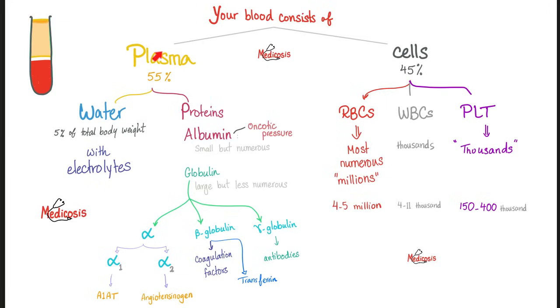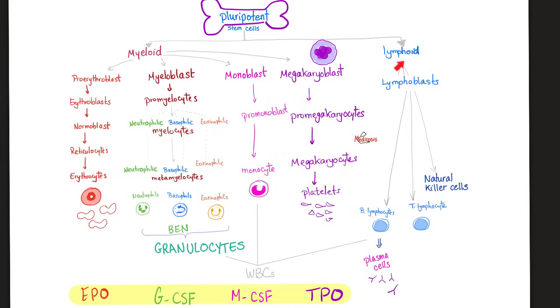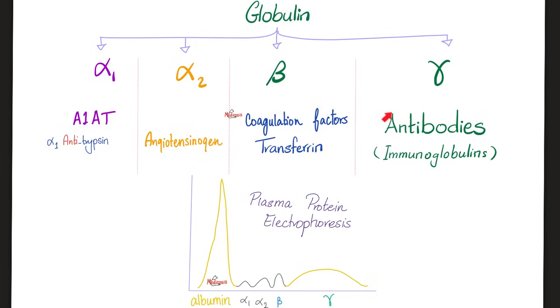As you know, your blood is made of plasma and cells. Today's video is talking about the lymphocytes, which are a type of white blood cell. We'll also talk about the antibodies or the immunoglobulins, which are gamma globulins, plasma proteins. Where do the lymphocytes come from? From lymphoblasts. Where do lymphoblasts come from? From lymphoid stem cells, which come from pluripotent hematopoietic stem cells in the marrow of your bone. All of your antibodies, whether you're talking about IgM, IgA, IgG, IgE, or IgD, are gamma globulins.